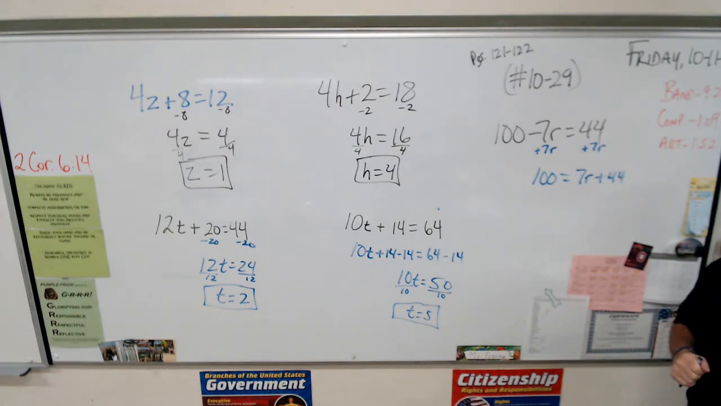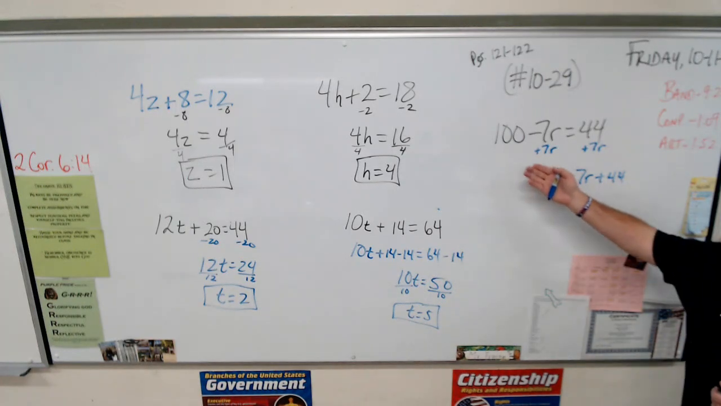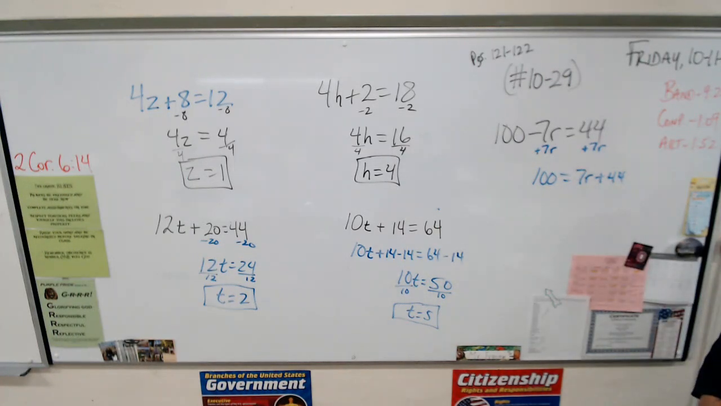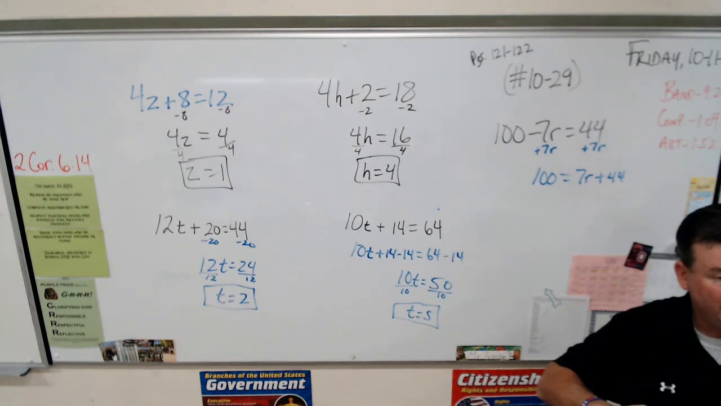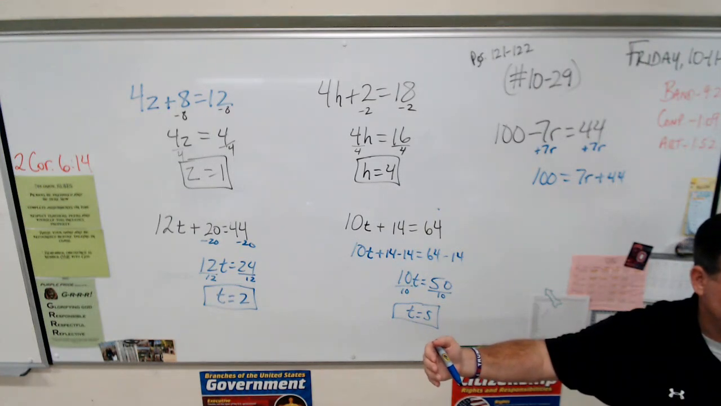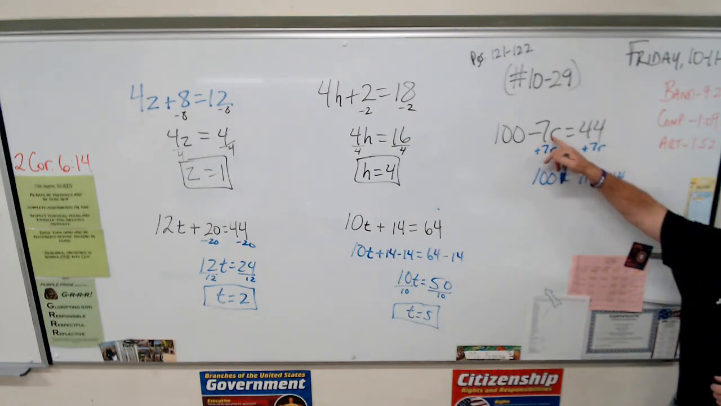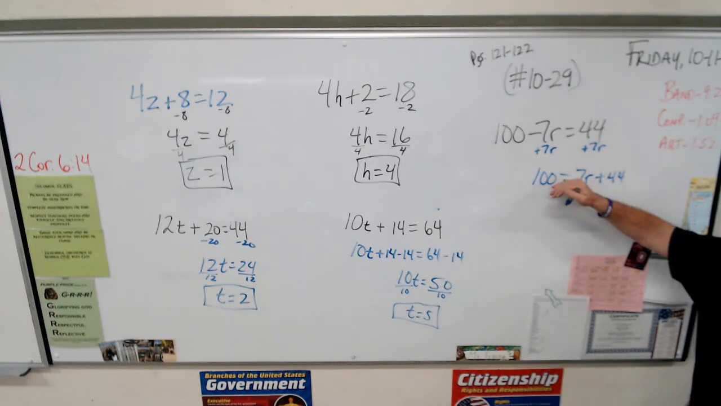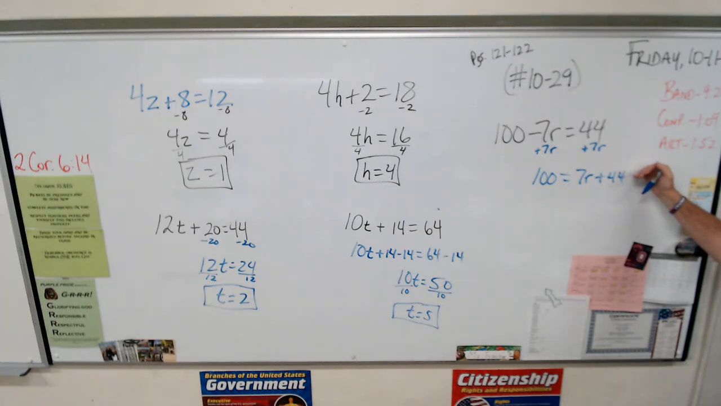7r plus 44. Makes sense. I can always add, subtract, multiply, or divide anything as long as I do it to both sides. I didn't like this negative 7r, so I made it a positive 7r and put it over here. All I did was add the same thing to both sides.